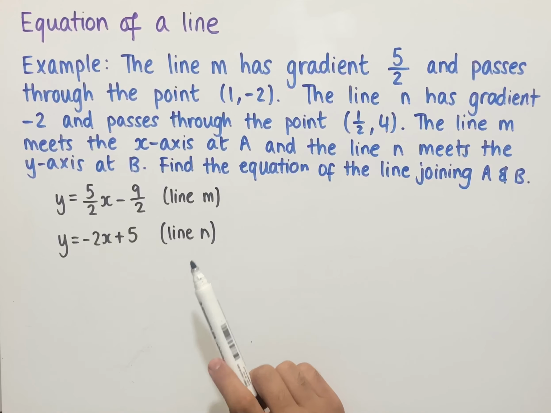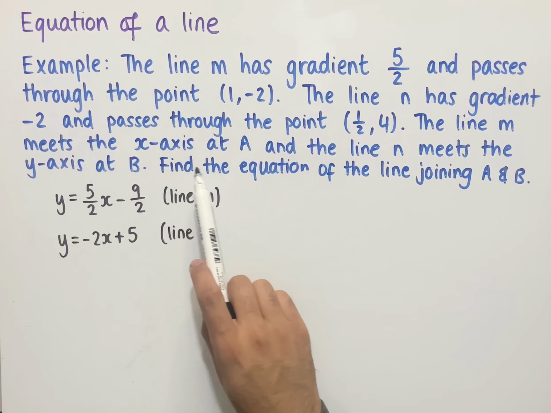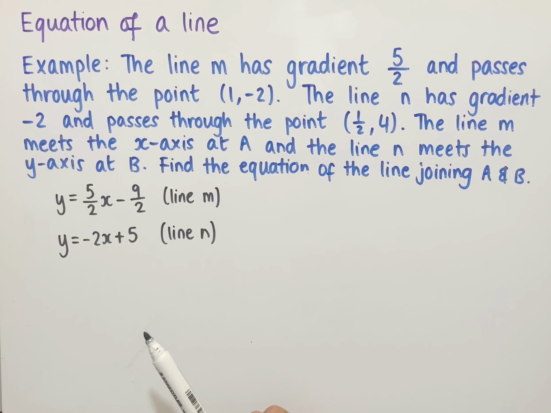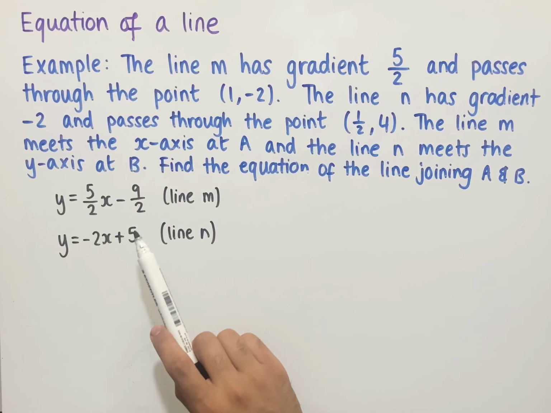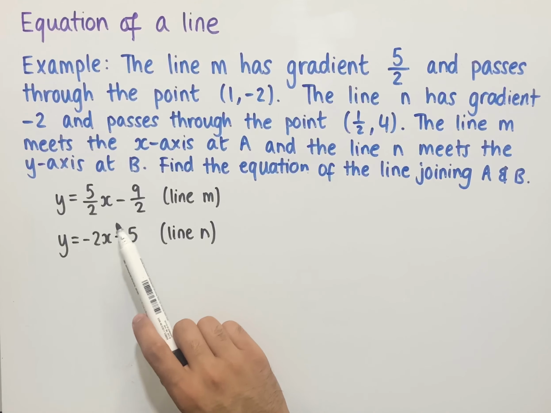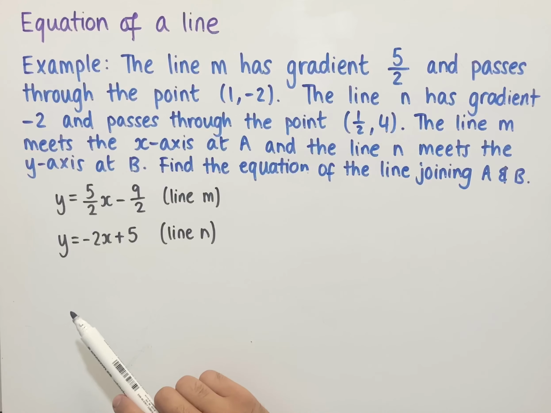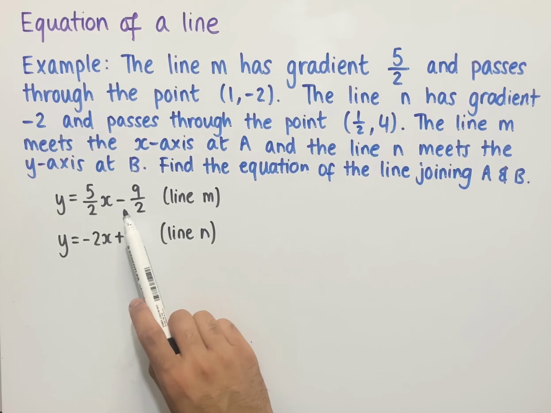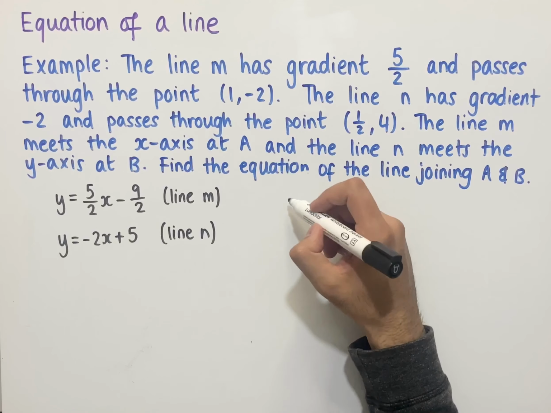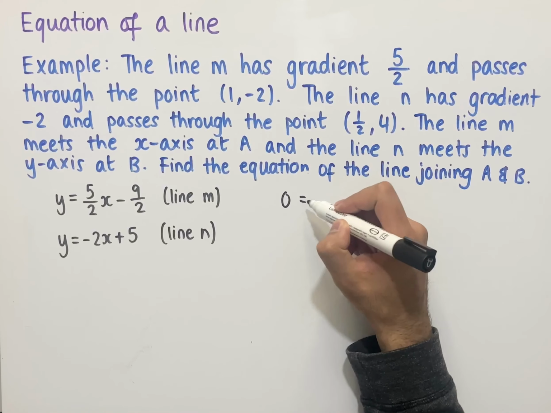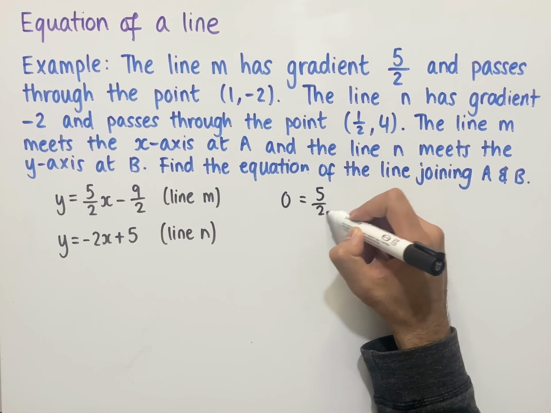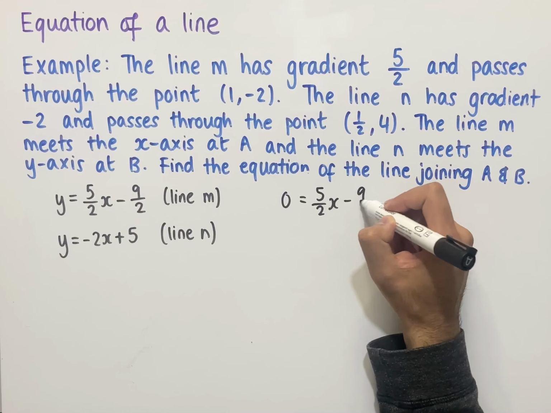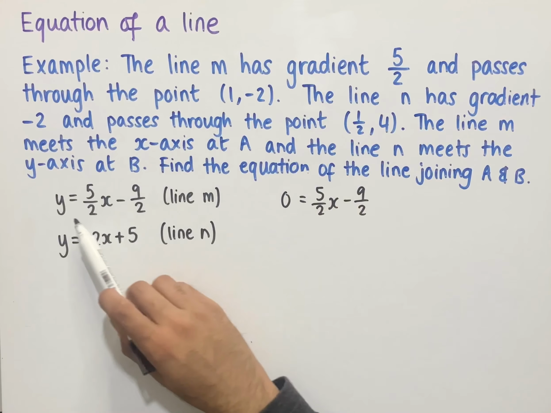Now we're told in the question that the line m meets the x-axis at A. If the line m meets the x-axis at the point A, then the y-coordinate of A should be equal to 0. So if we substitute y equals 0 into this equation for line m, we can work out x. So we get that 0 equals 5 over 2x minus 9 over 2. So that's substituting y equals 0.